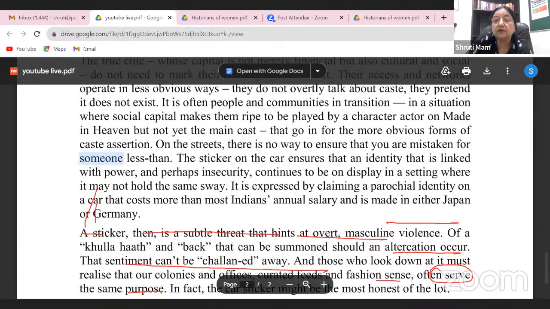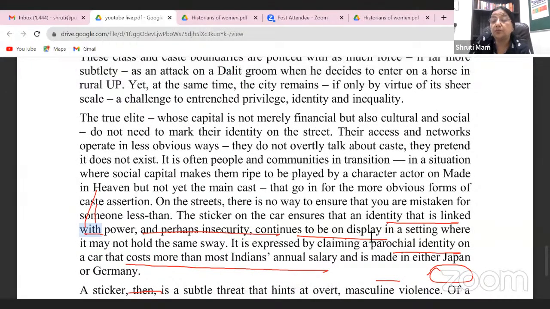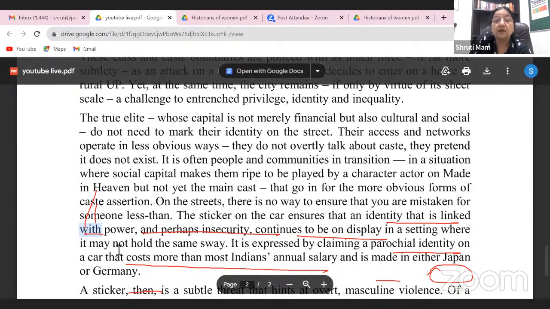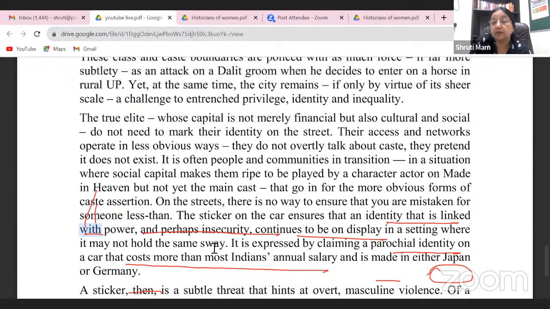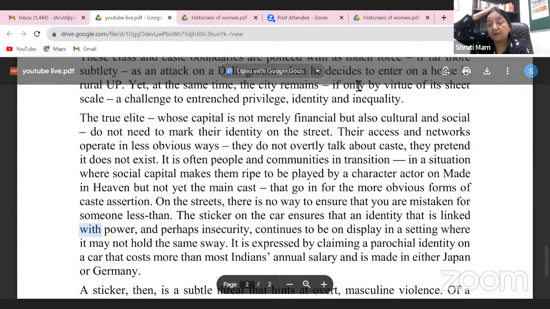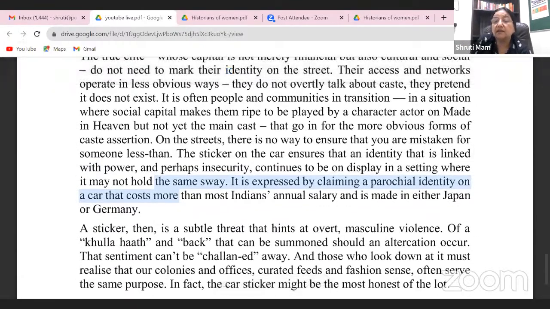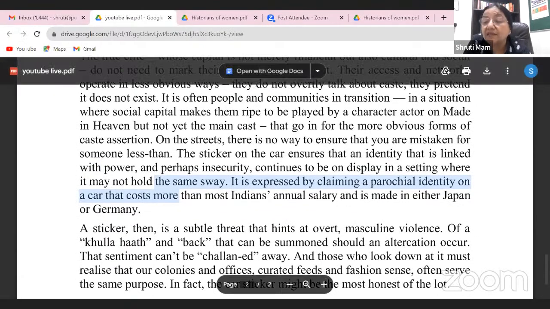Last point here, last one. So we can look here. The sticker on the car ensures that the identity that is linked with power, with perhaps insecurity, continues to be on display in a setting where it may not hold the same sway. Now look at the final conclusion. It is expressed by claiming a parochial identity on a car that costs more than most Indians' annual salary and is made either in Japan or Germany. Parochial identity. That means a sticker is then a subtle threat that hints at overt masculine violence.